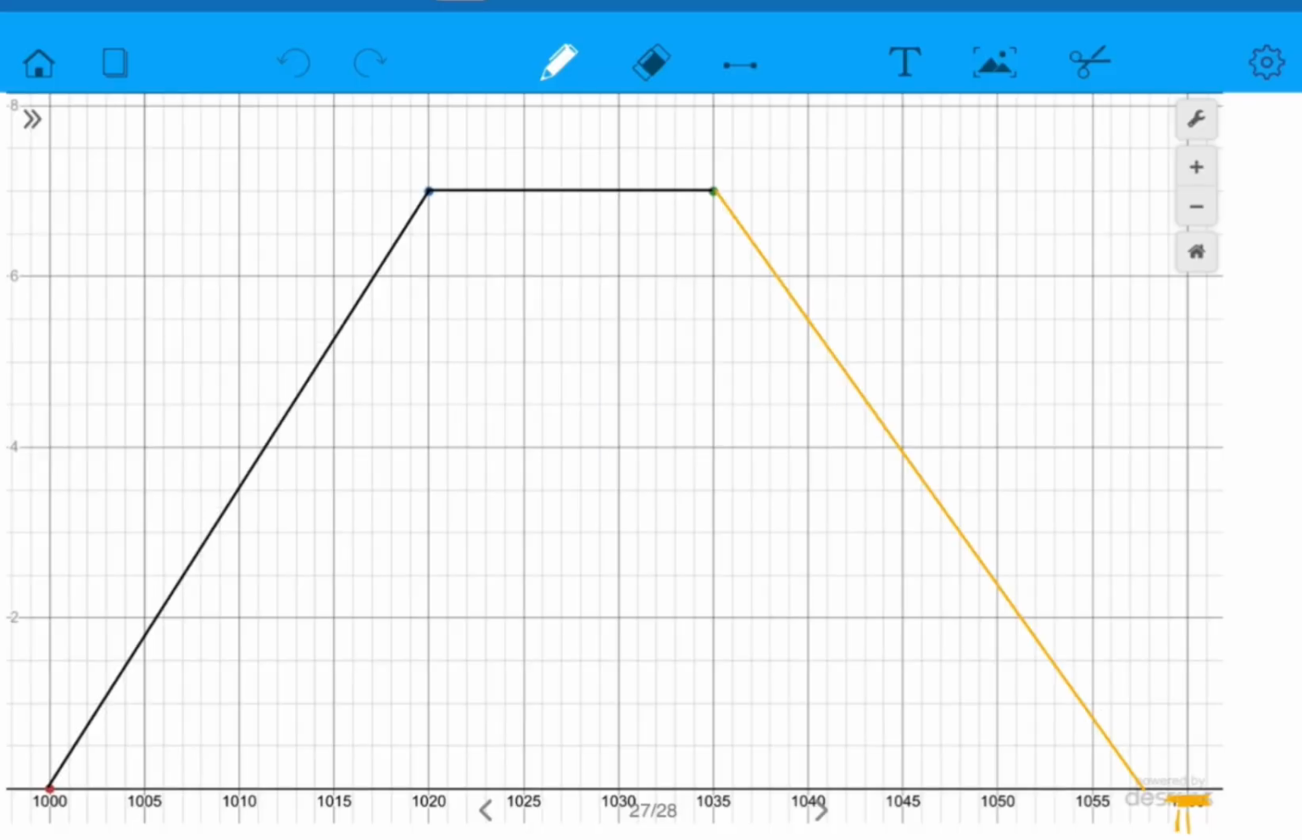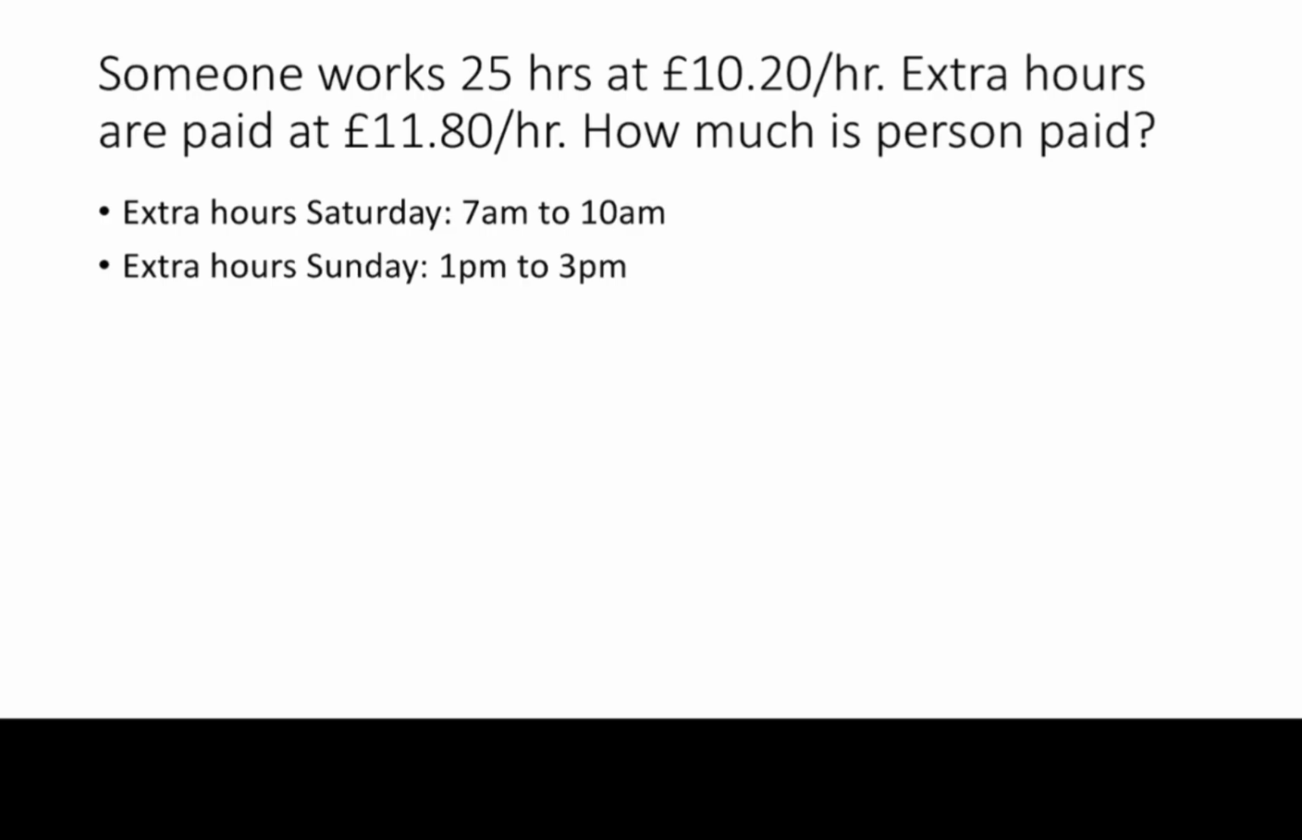This one, we know that it takes the person 20 minutes to go to the supermarket. So that means it takes the person 23 minutes to come back. So that means when they leave at 10:35, they'll arrive back at 10:58, which is shown in this yellow line.